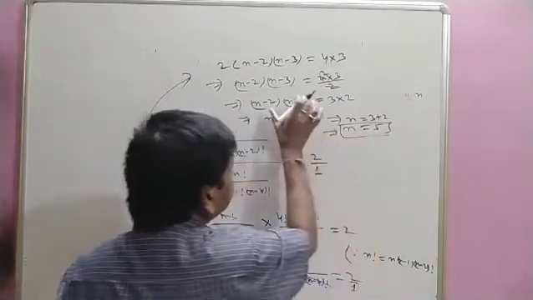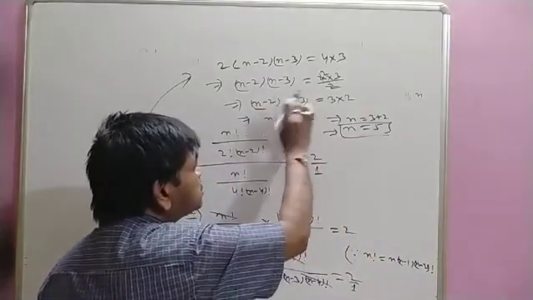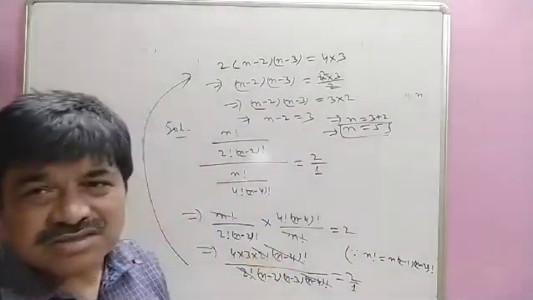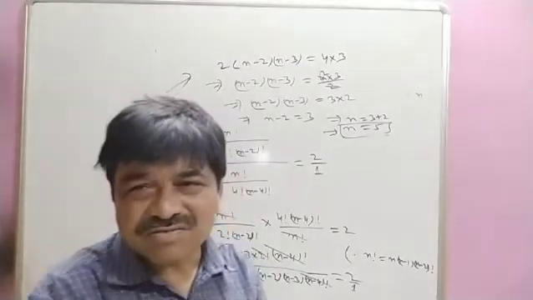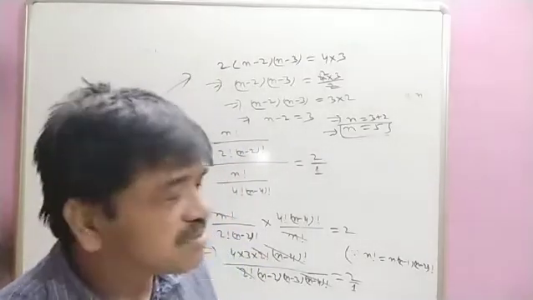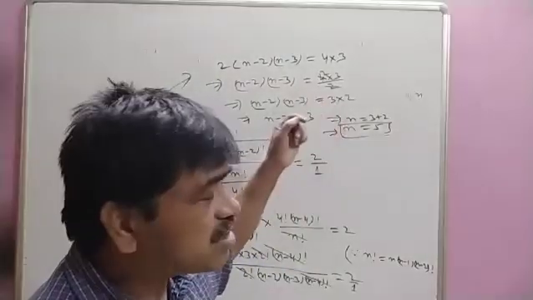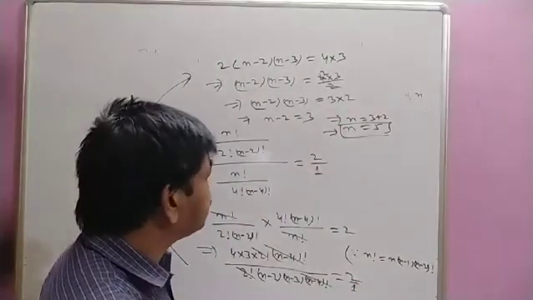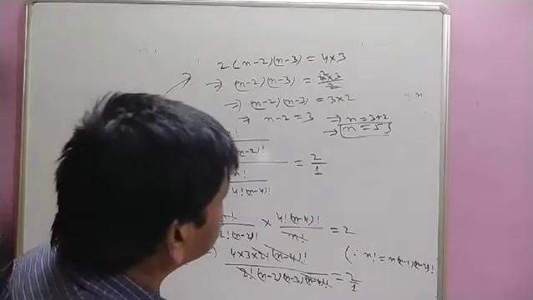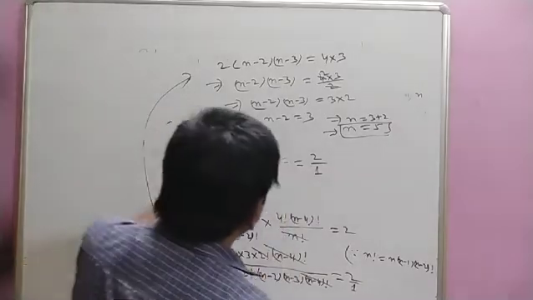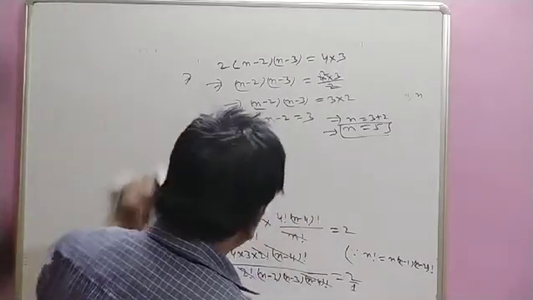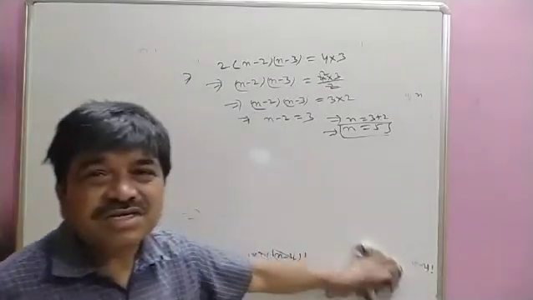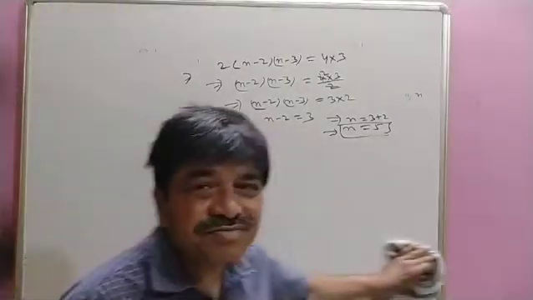And here if you multiply, it will be n square, something n, plus a constant, so it takes the form of a quadratic equation. That you can solve either by middle term factorization or by using the quadratic formula. But this method is time saving, that's why you follow this method for this type of questions.